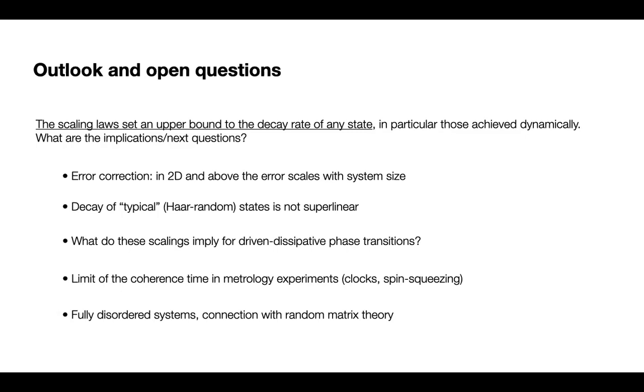And other questions: what do these scalings imply for driven dissipative phase transitions when you take the systems out of the cavity and you think about extended systems in free space? Also, if you think about metrology experiments such as clocks or spin squeezing, there may be geometries or even interrogation techniques where the coherent interactions are maximized while decreasing the potential of correlated decay. And the last comment: one interesting thing is what happens in fully disordered systems, and that's in our immediate list of to-do things.